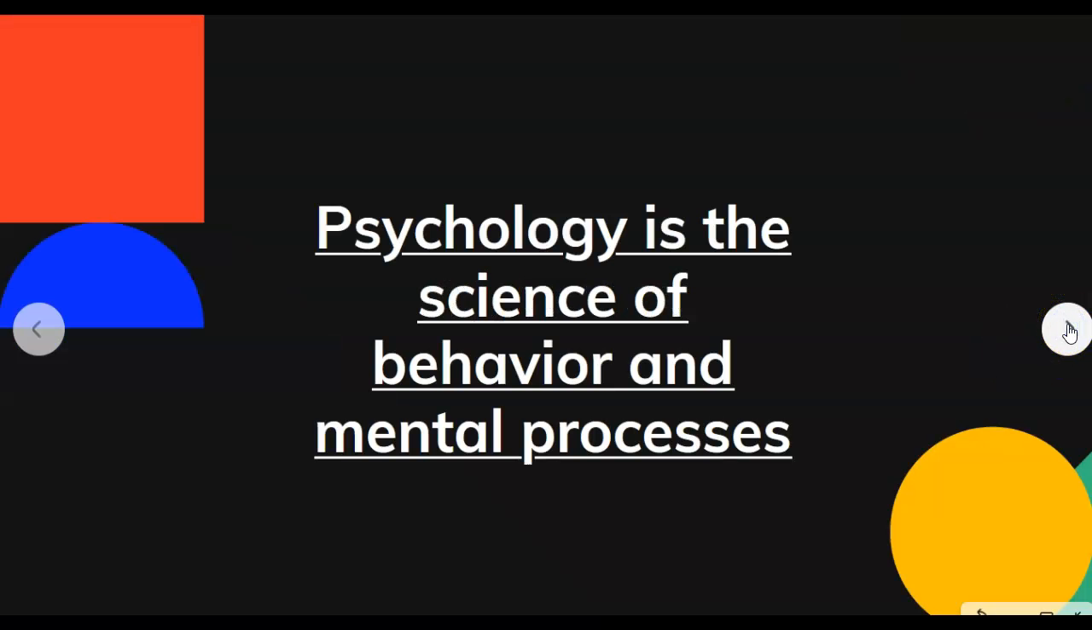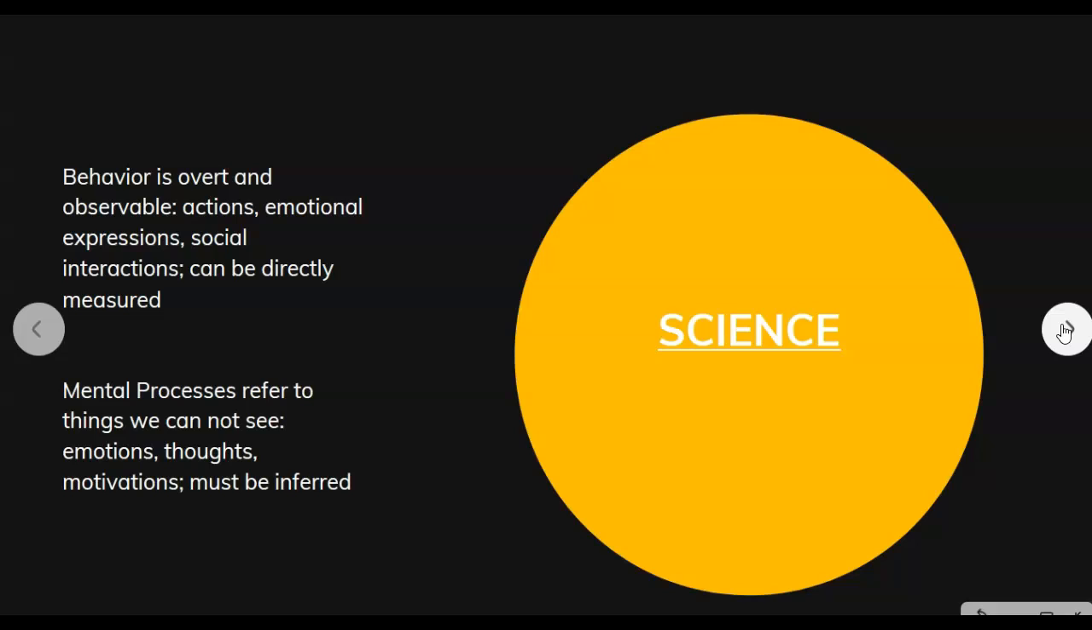And I want to begin with a very generic definition of psychology. Open up any introductory psychology textbook and you'll see this definition, that psychology is the science of behavior and mental processes. And let's take a moment to look at each of those words.